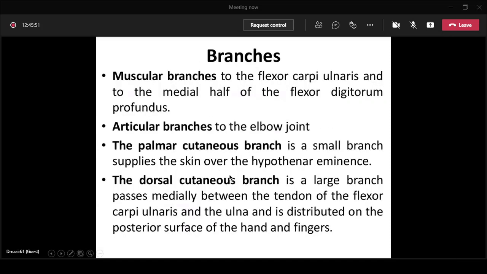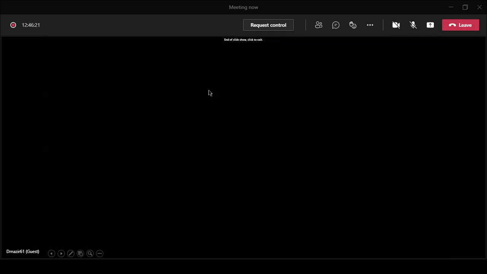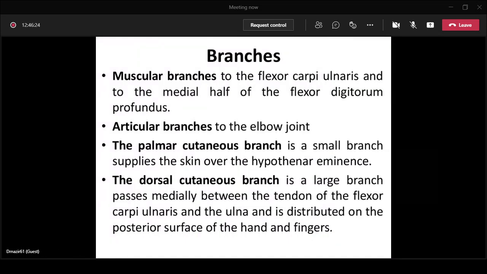It gives various branches here to the flexor carpi ulnaris and the medial half of the flexor digitorum profundus. As I explained, the lateral half of the digitorum profundus is supplied by the median nerve, which makes it a hybrid muscle. The main hybrid muscle in the arm is the digitorum profundus, while in the lower limb it is adductor magnus. So this hybrid muscle has nerve supply by both the median and the ulnar nerve. The medial half of the flexor digitorum profundus is supplied by the ulnar nerve, and it then gives articular branches to the elbow joint and the palmar cutaneous branch.